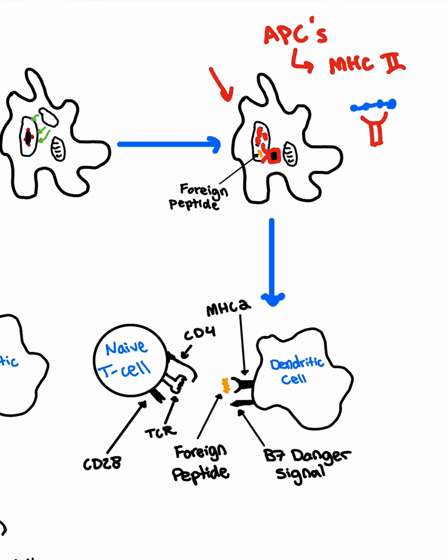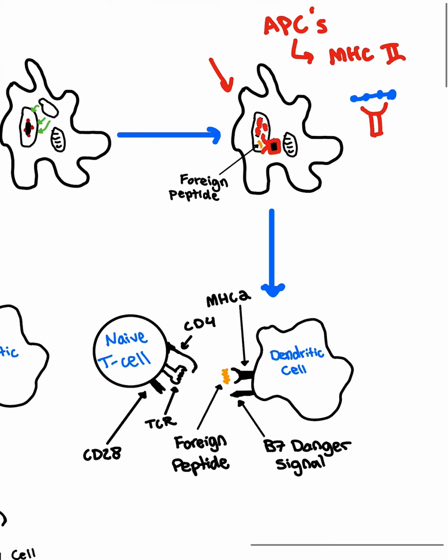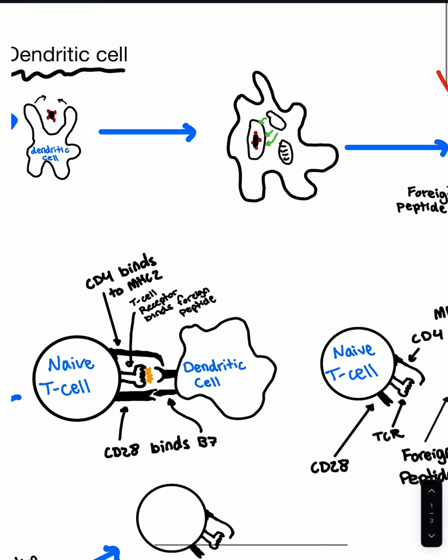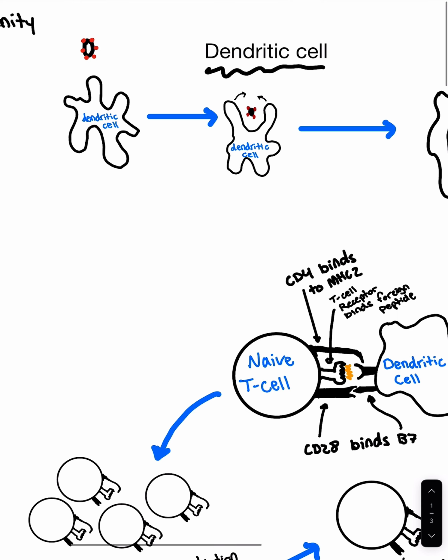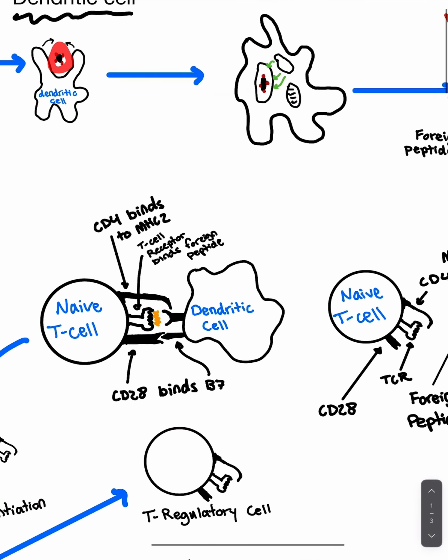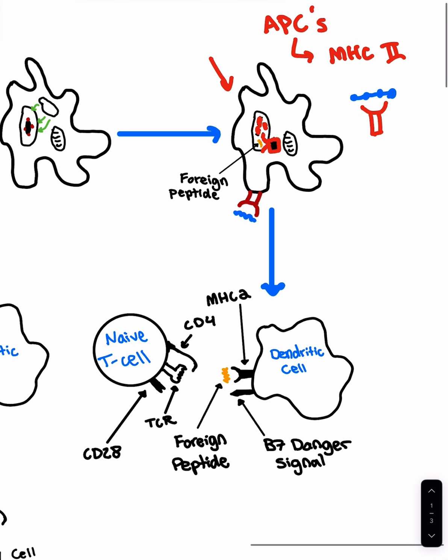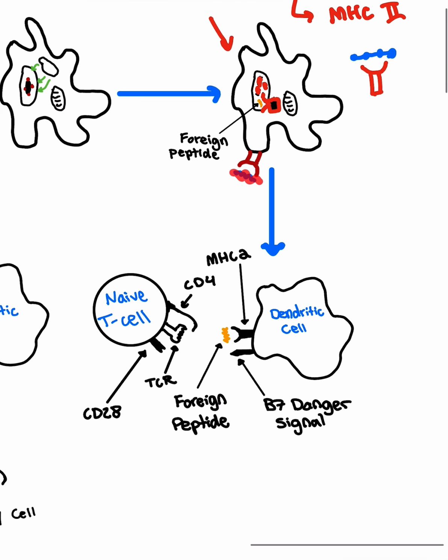And so this dendritic cell will present on its surface, I'll draw this out, on its surface a MHC2 molecule, this is my MHC2, with a foreign peptide. And that foreign peptide is foreign because it was originally taken in from the environment. And so this dendritic cell is presenting that foreign peptide on the surface.